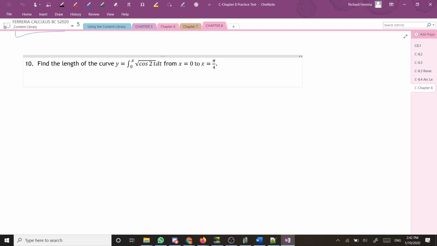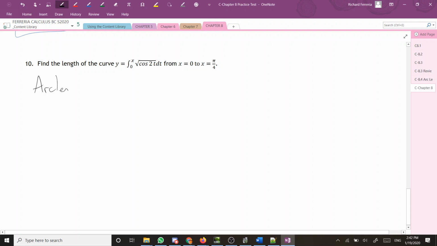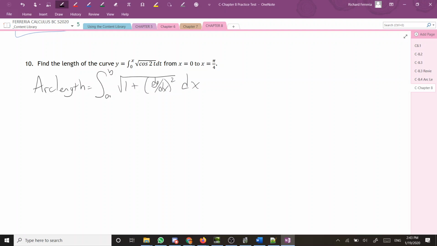So the formula, we wrote it in the previous problem. The arc length is equal to the integral from a to b of the root of 1 plus (dy/dx) squared dx. Okay, so all we really need to make this work is dy/dx. Luckily we have an equation here for y. So let's get our dy/dx.